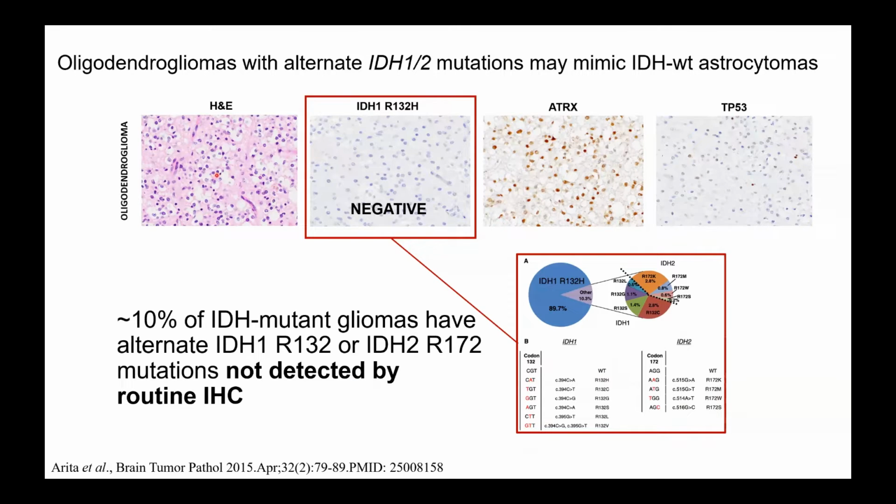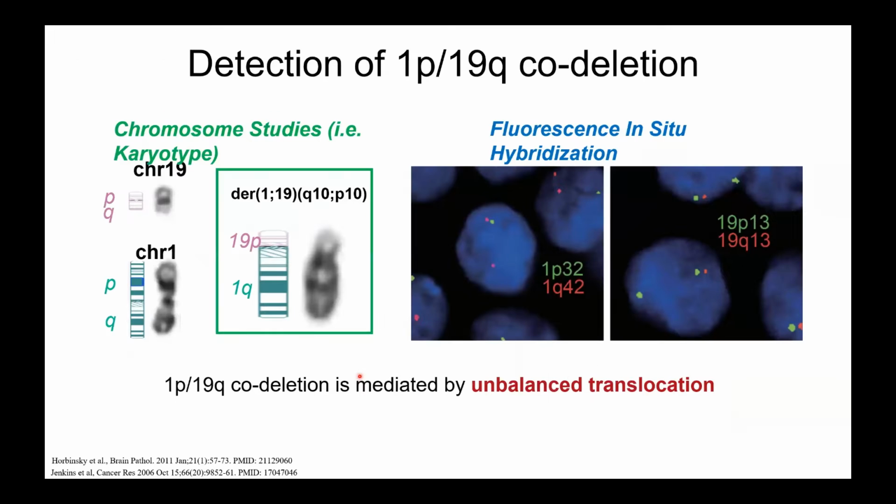So if the morphology fits with oligodendroglioma and the IDH stain is negative, but shows the wild type patterns for ATRX and P53, one can certainly suggest that it is an oligodendroglioma, but this is a scenario where some other form of IDH testing, whether that's PCR or next-gen sequencing, would be recommended along with some mechanism of 1p19q detection.